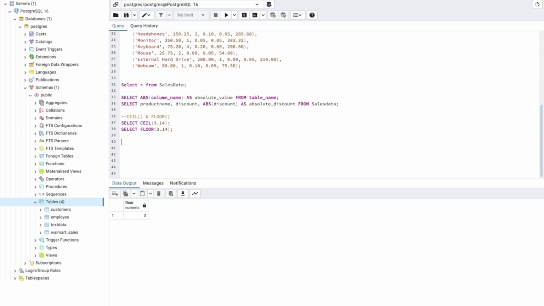To show you the difference clearly in one SQL query, let's see 3.14 as original value. CEIL of 3.14 as sealed value.